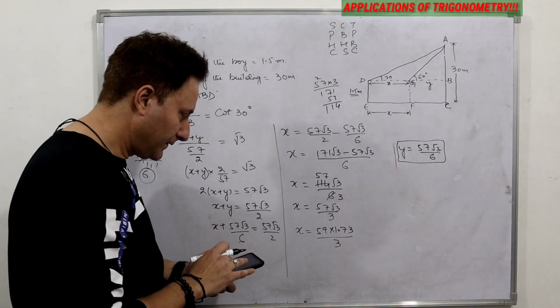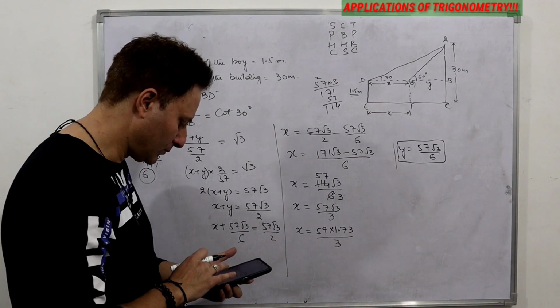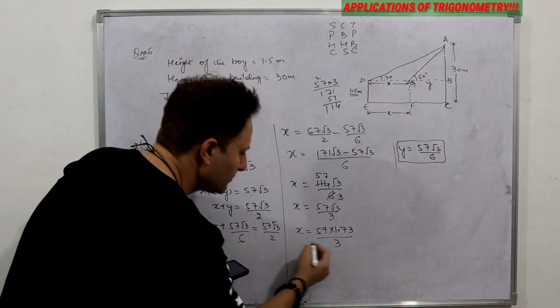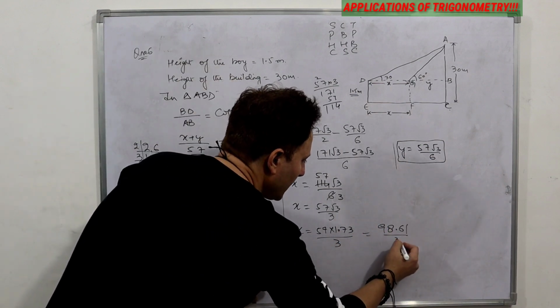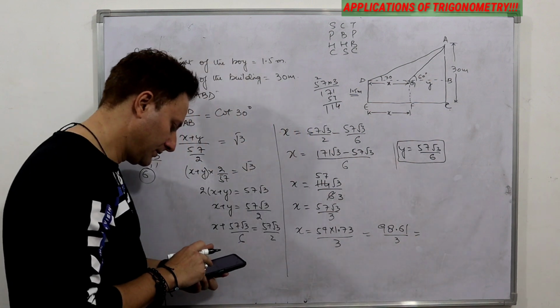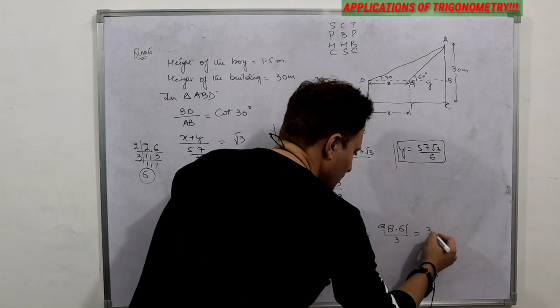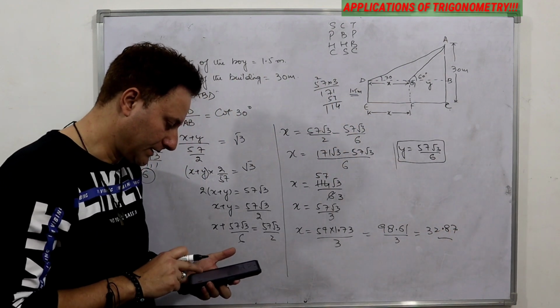So we have 57 multiplied by 1.73, which is equal to 98.61. Then we have to divide it with 3. So dividing it with 3, that is 32.87. That is the value of x.